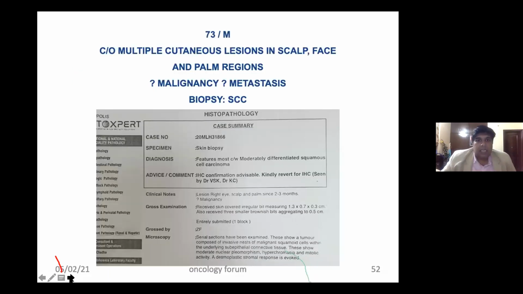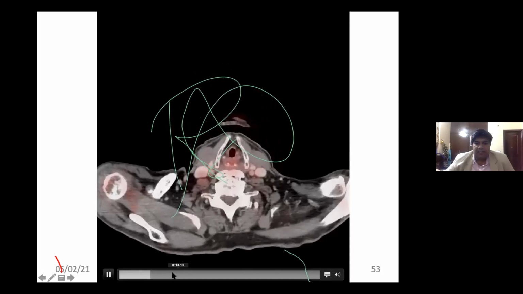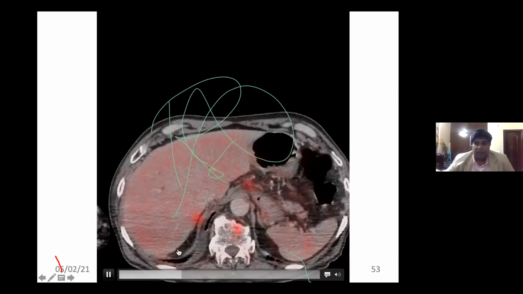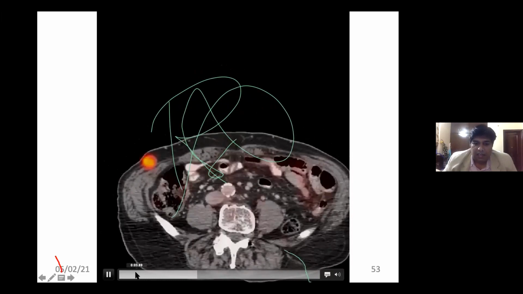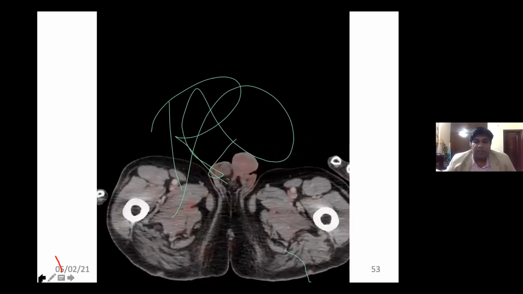A few live cases. A very recent patient, a 73-year-old male with multiple cutaneous lesions in scalp, face, and palm. And the biopsy shows a squamous cell carcinoma. In case of cutaneous lesions, as nuclear medicine physicians, we always think about carcinoma of the lung. But the site of primary in this patient is basically the esophagus, with adrenal metastasis, bone metastasis, and multiple cutaneous deposits.